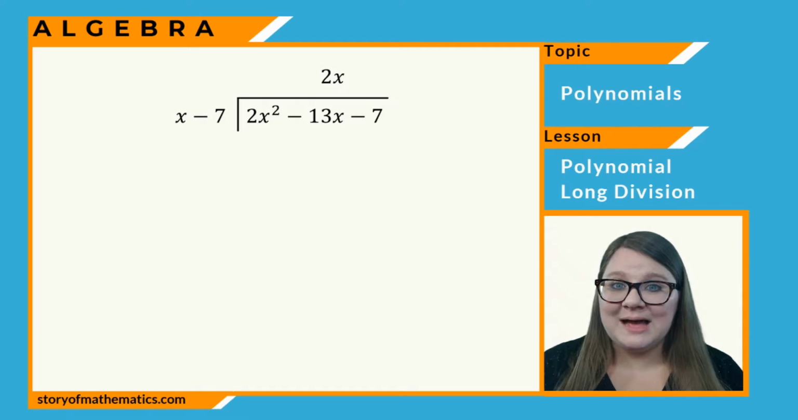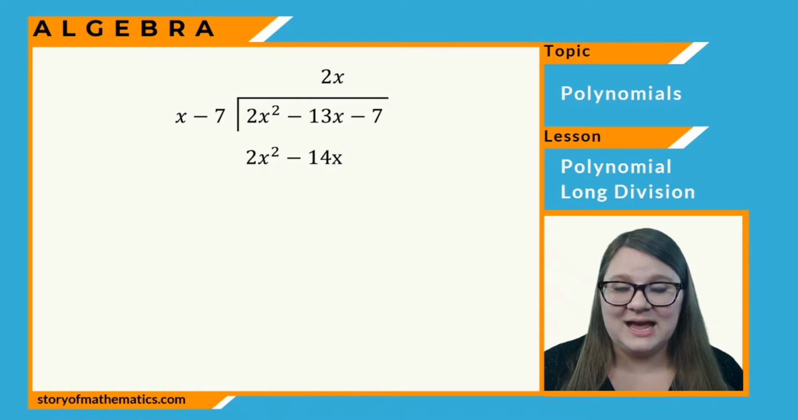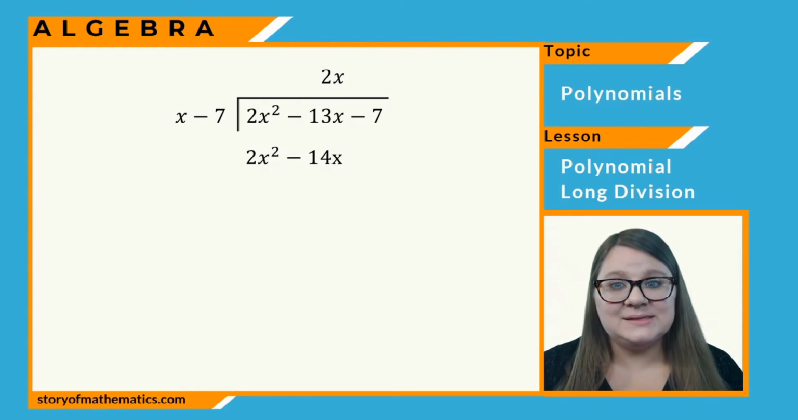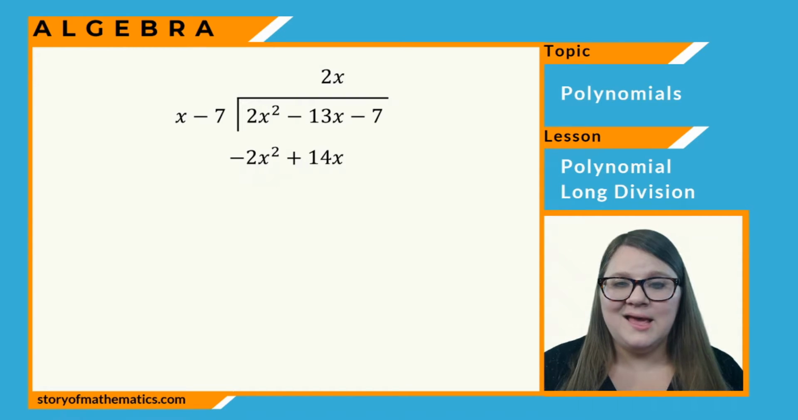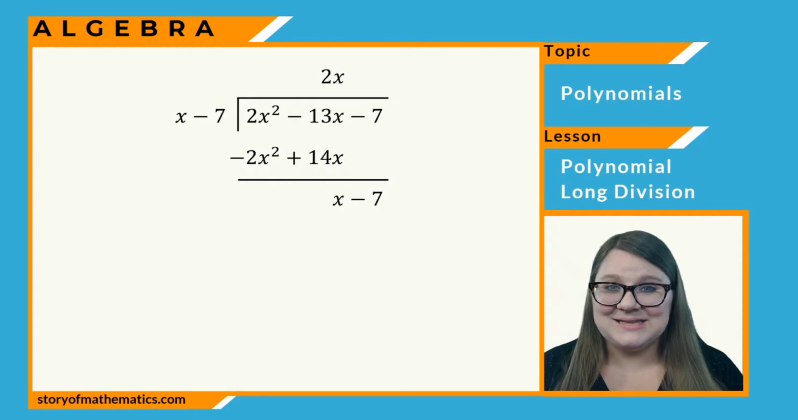Now I'm going to multiply 2x times x minus 7 to get 2x squared minus 14x. I want to swap my signs, so it becomes minus 2x squared and plus 14x. And I'm going to add down. You'll notice the 2x squareds have canceled, but now I have x and minus 7.